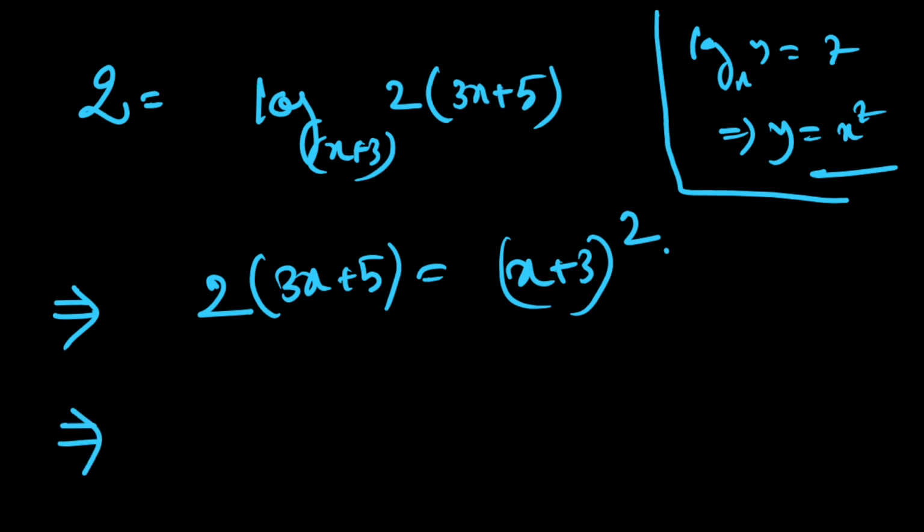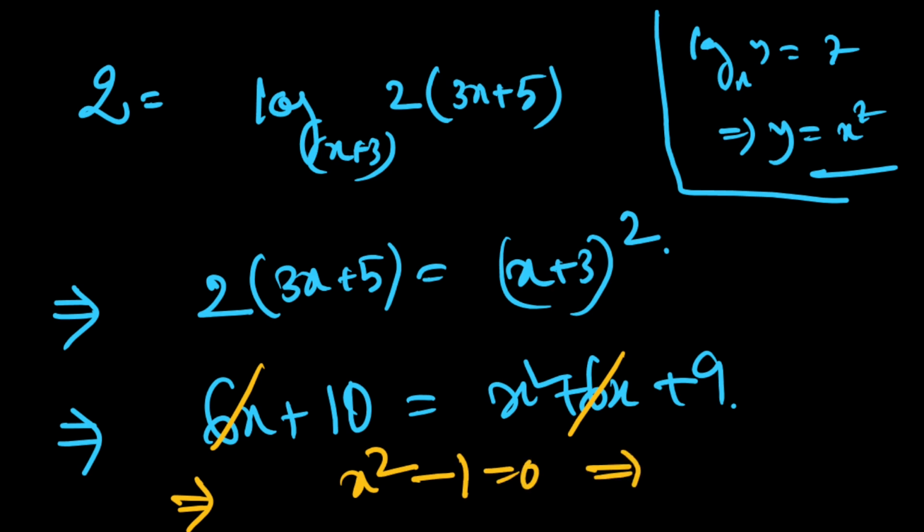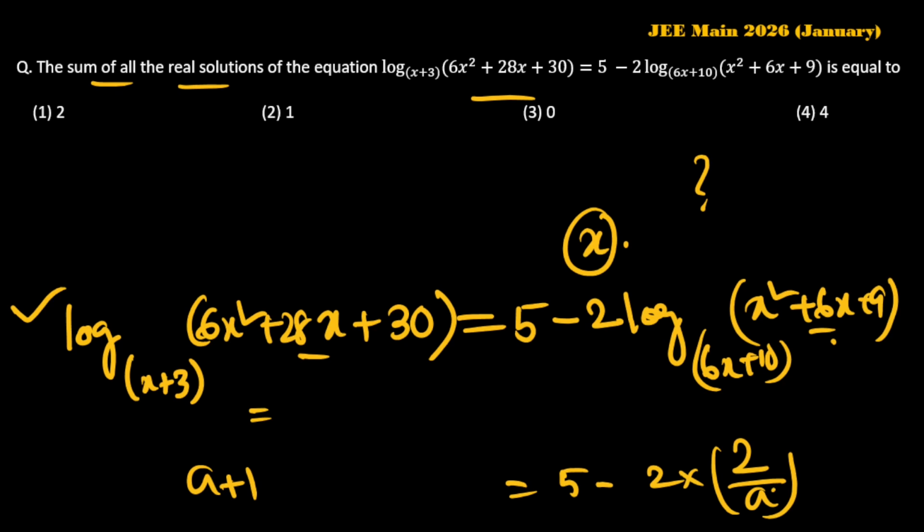Using this formula we get this. So now we simplify this equation: 6x plus 10 is equal to x square plus 6x plus 9. Therefore we got this equation, x square, 6x are cancelled, that is x square minus 1 is equal to 0. This implies x is equal to 1 or x is equal to minus 1. Now we got our value of x, that is x is equal to 1 and minus 1. Now we check whether these values are correct or not. So we put the values in the actual equations to verify that our values are correct.